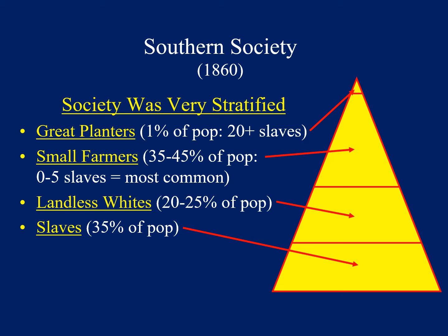Next would be small farmers. This made up the largest portion of the population, somewhere between 35 to 45%. Some of these small farmers didn't own any slaves at all, but typically you might own as many as 5. Next came landless whites, maybe making up 20 to 25% of the population. These were whites who didn't own any property, but they might work on someone's plantation or in another area, but they weren't property owners themselves. At the very bottom, at the foundation of Southern society, were slaves that made up probably about 35% of the population.